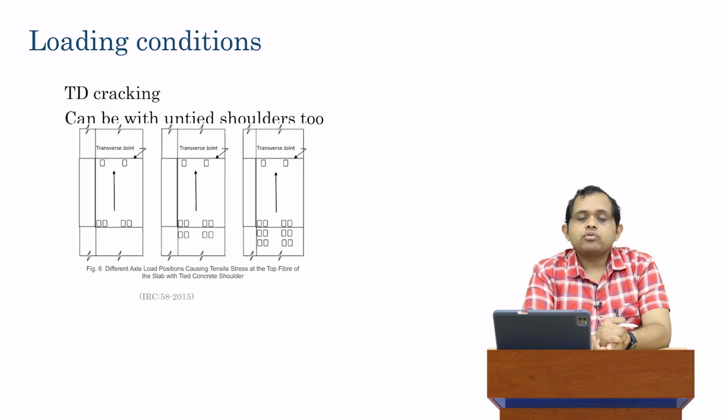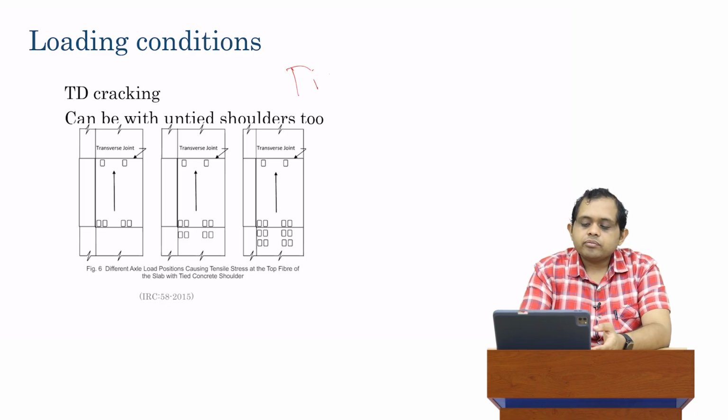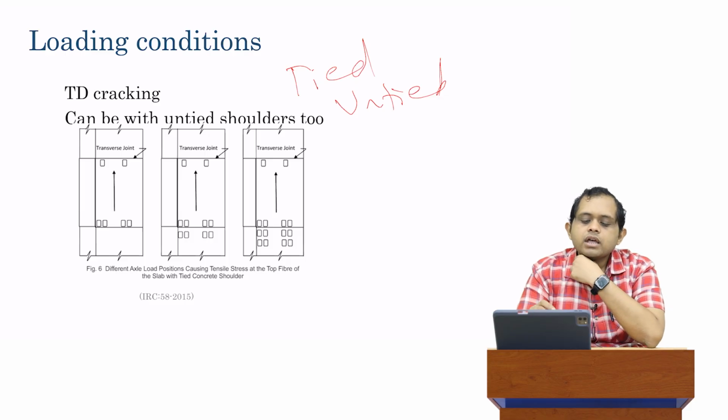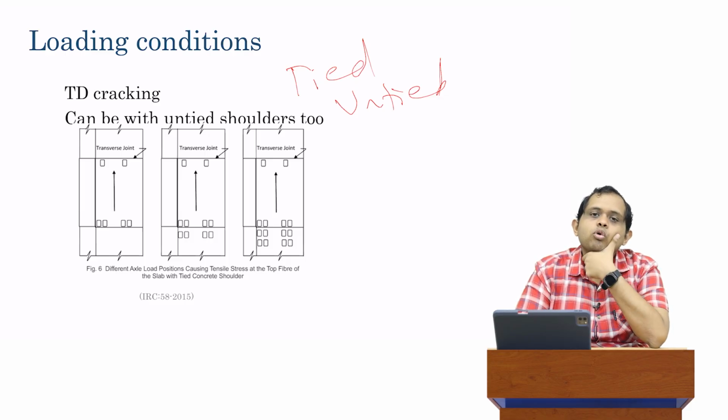Now let's look at what we do for top-down cracking. Top-down cracking, again similarly, you can do it. We have the capability to do it for both tied as well as untied shoulders. So in both cases, the analysis has been done for both tied and untied shoulders. Now for top-down cracking, it's a little bit more interesting.